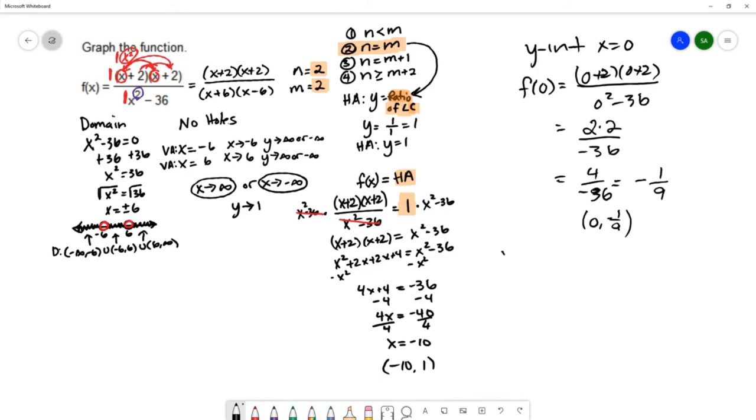And let's find our x-intercepts. To find x-intercept, you're going to let y equal 0. This function is written in function notation, and so instead of using y, we have f of x. So we're going to set f of x equal to 0. So we have the equation 0 equals x plus 2 times x plus 2 over x squared minus 36. To solve this equation, we'll multiply both sides by the denominator.